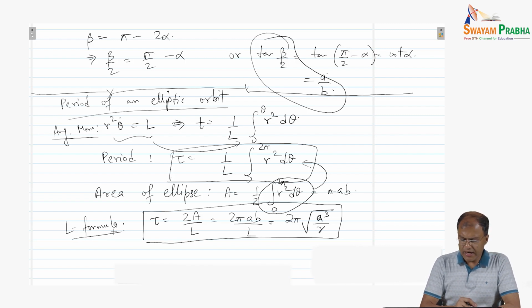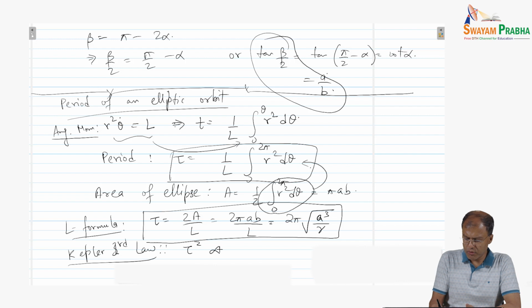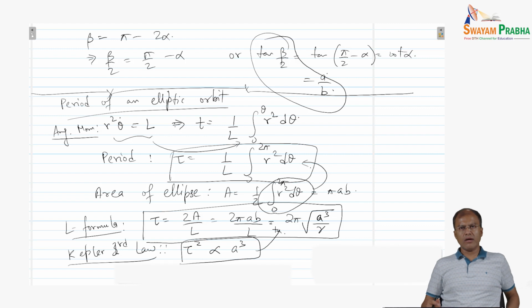I think I am ready to state Kepler's third law. Notice that Kepler's third law is right away evident. We see that tau square here is proportional to a cube. So that third law is right away evident from this equation for the period.